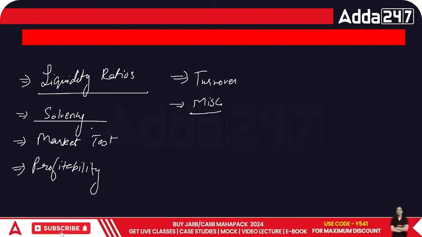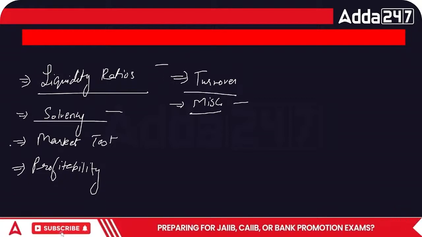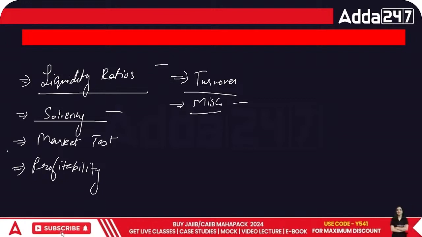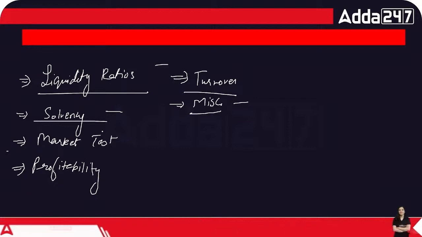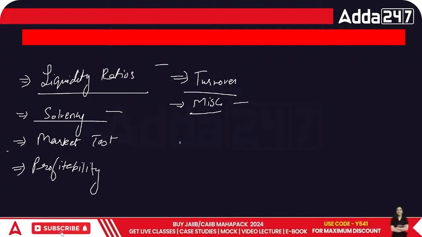One of the most important ones are solvency, turnover, liquidity, and a few of miscellaneous as well. They are normally asked a lot. Market test is not something I've seen a lot, and not all the ratios are very important for you. Overall, there are 24, 25 formulas for ratios. So yes, there are a lot of things to work upon in terms of ratios.